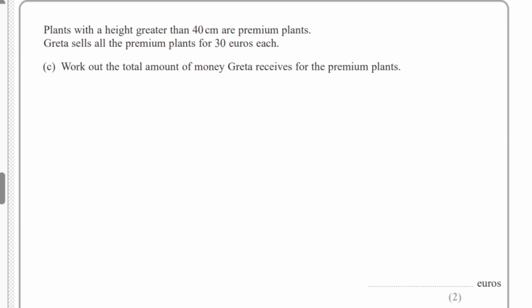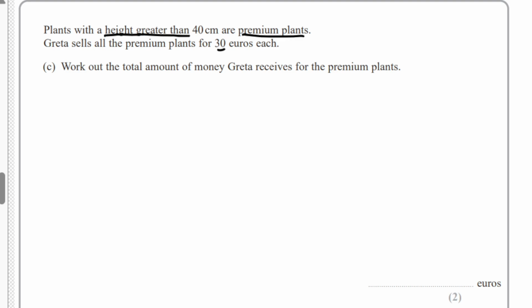Now, next question. Plants with a height greater than 40 are premium plants. Oh, I didn't know there are premium plants. Greta sells all the premium plants for 30 euros each. Work out the total amount of money Greta receives for the premium plants.